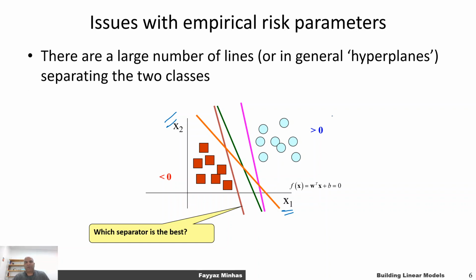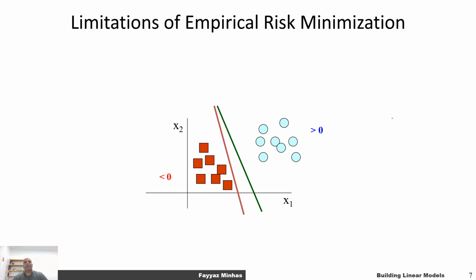There is no best approximator amongst all of them. So this is essentially the question on your screen: which separator is the best? It is a trick question if you limit your definition of best to the training data set only. But hold on a sec. Let's talk about something else.